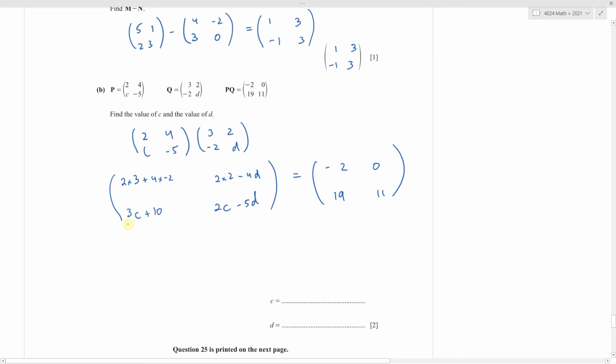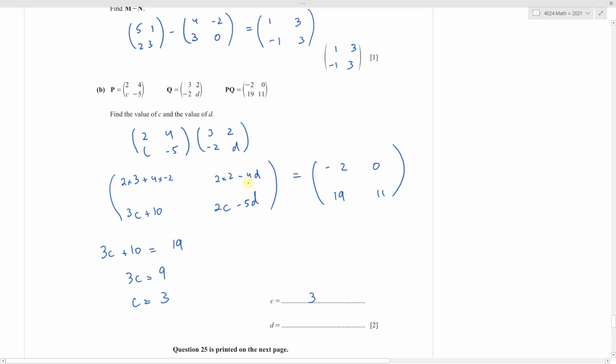So here we have this 3C plus 10. Here we have 19 in second row, first column. So 3C plus 10 should equals to this 19. And then 3C will be 19 minus 10, which is 9. C will be 3. So your value of C is 3.